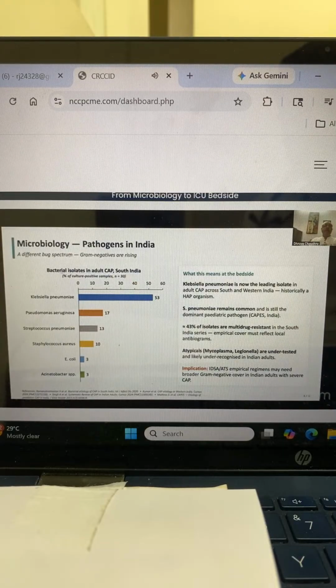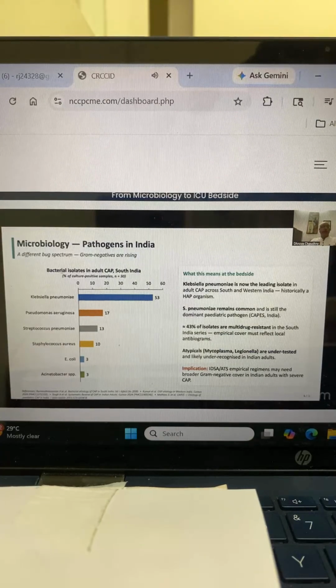But an interesting study, this is a picture which came from CMC Vellore. They found Klebsiella as number 1, followed by Pseudomonas, and then Streptococcus, along with Staphylococcus, but these are culture-based results. And in culture, we always know that streptococcal pneumonia is difficult to grow. Pseudomonas, Klebsiella, and Staphylococcus are far more resistant organisms, not fastidious, so we can pick them up. And the interesting part is nearly 44% of them are MDR.